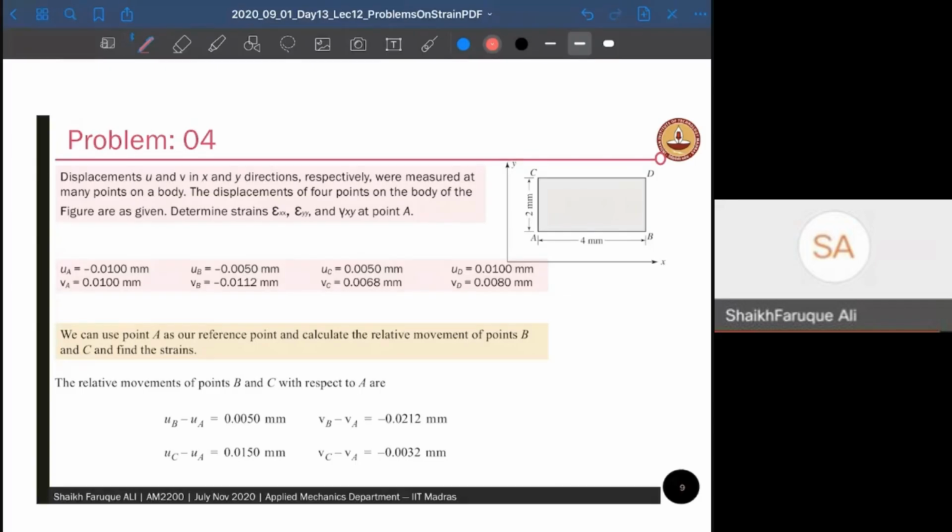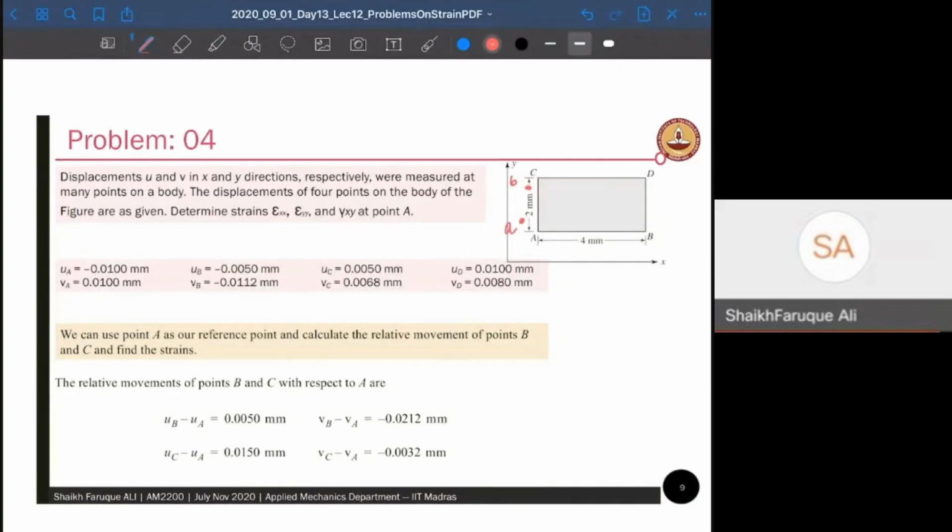UA is negative, so it has come this side, and VA is positive, so it will start somewhere here. So A has moved to this point, small a. And then your UB is also negative, VB is also negative. Oh my god, both are negative. So it has come, let's say, somewhere here. I don't know, the values may not be correct, but this is your B. So point B has moved to both negative sides, right?